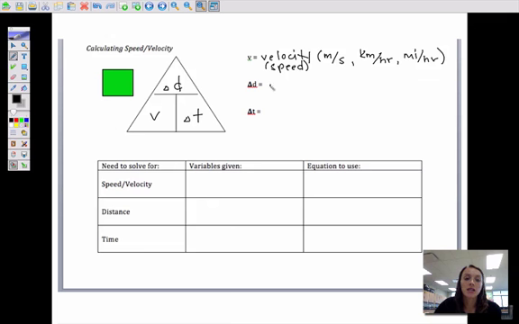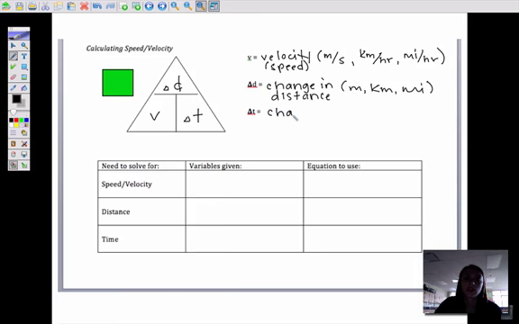Delta D stands for the change in distance. And some common units there are going to be meters, kilometers, or miles. Now delta t, I'm sure you figured out by now, means change in time. And some common time units are seconds, hours, and minutes.